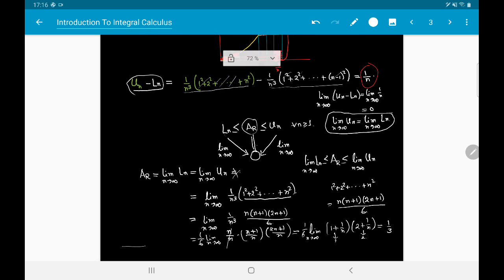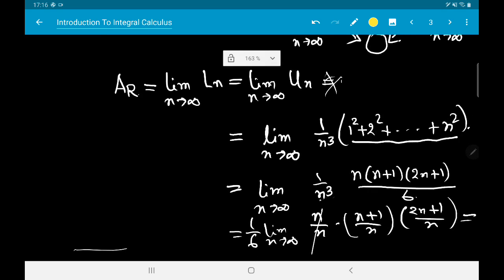So what we have just shown is that the area of the region that we started with is exactly given by 1/3. A fun exercise that you may try now on your own is to perform the same thing for the function f(x) equal to x cube.